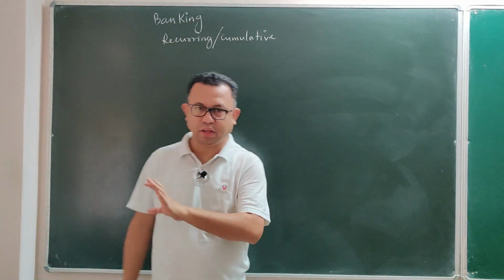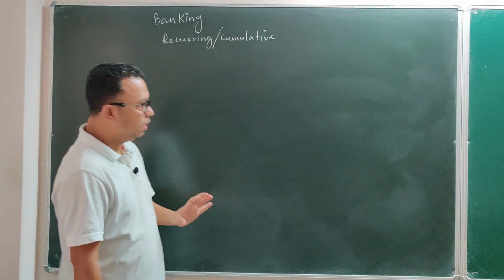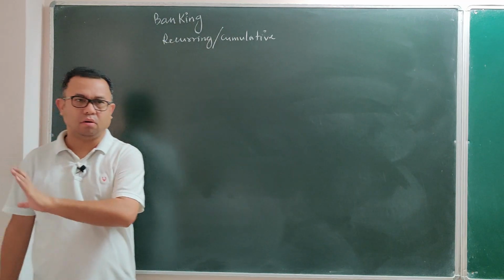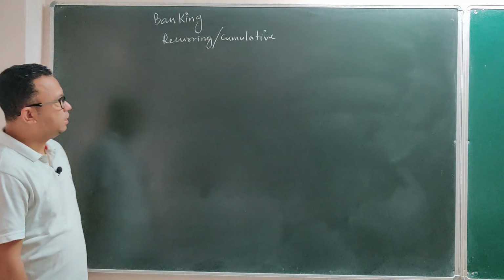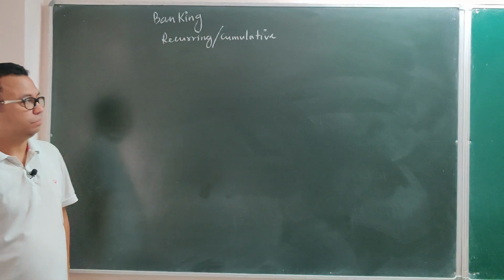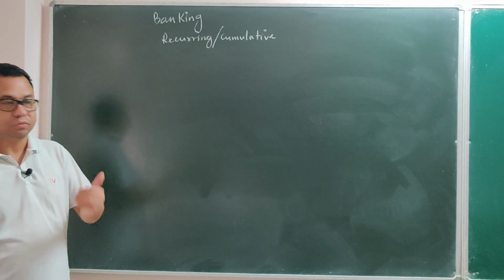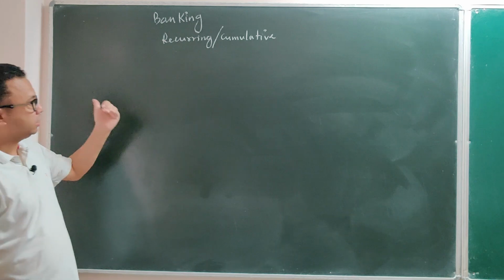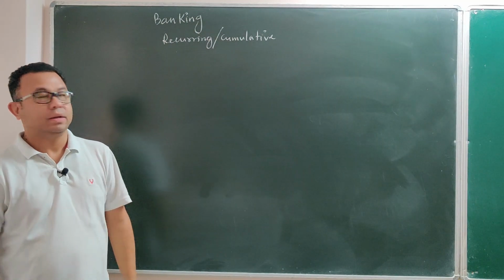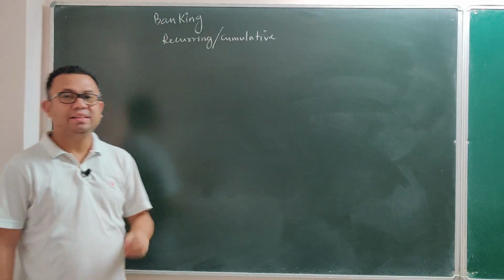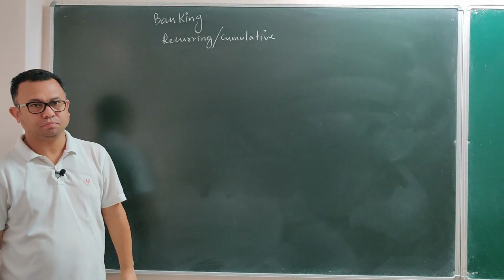So what I'll do is give you a formula, and this formula will work for all different types of questions that you may be given. I'll try to pick up as many questions as possible, all different types. But before I do anything, first I'll give you the formula, and I'll also explain what that formula stands for. First you should understand what a recurring bank account is.